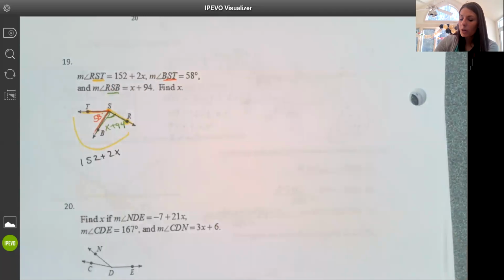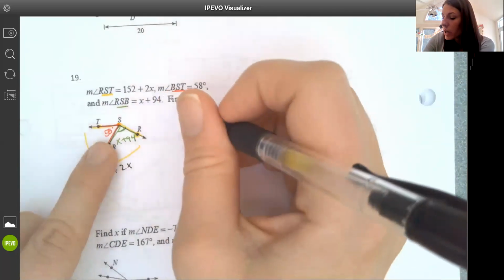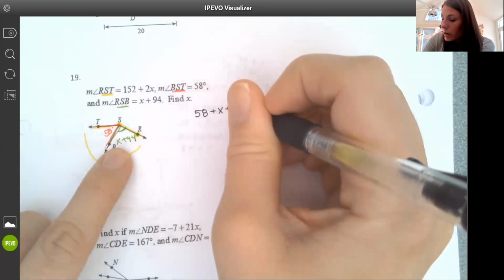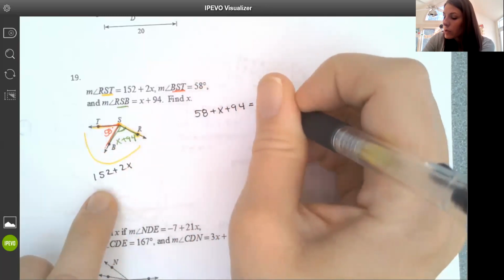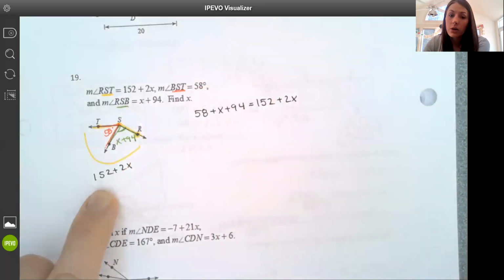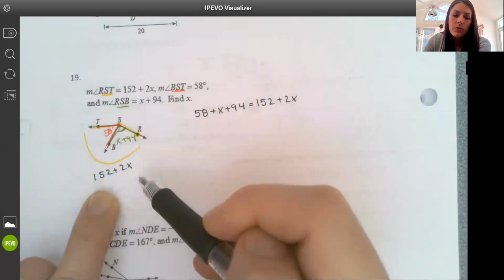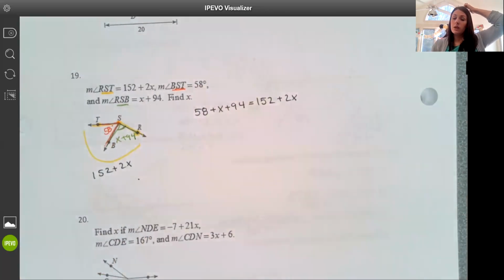Once I have that labeled, then I can do the same setup where I have part plus part equals the whole angle. And I would solve from there. Part plus part equals whole. So I'm going to pause the video. I'm going to solve all of these, and then I'll start the video again, and you can check your work.